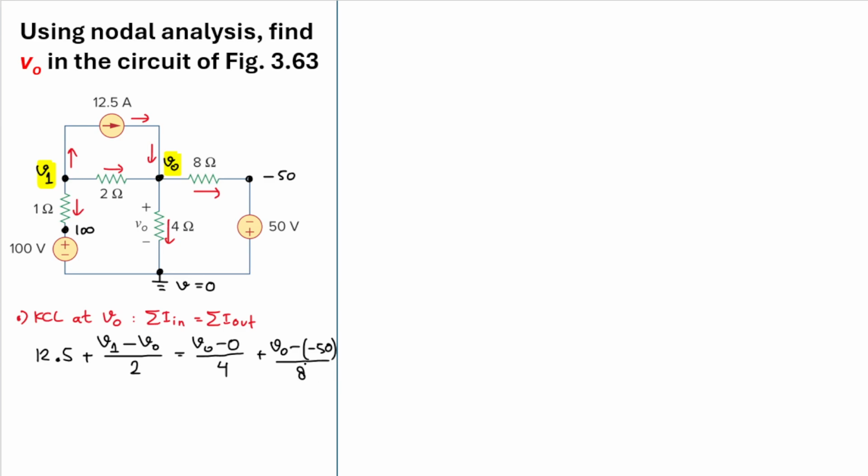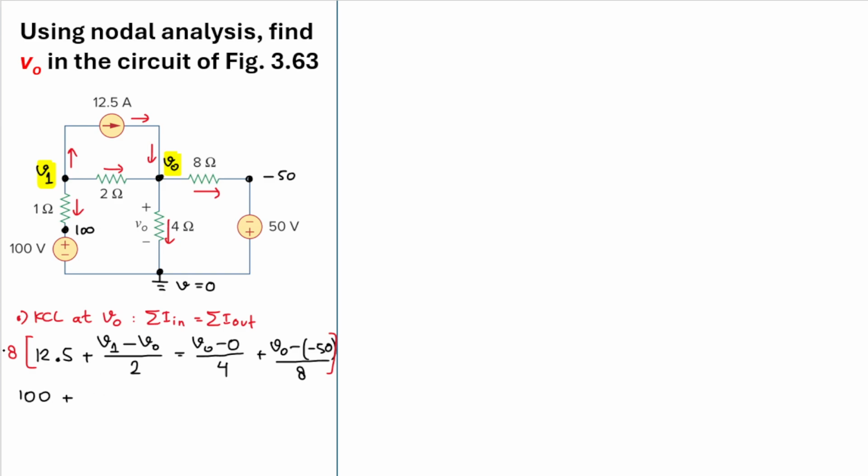Now I want to get rid of all of these denominators. How do we do that? Let's multiply both sides of the equation by 8, because it will cancel out all the denominators. So let's do exactly that. 12.5 multiplied by 8 is 100.